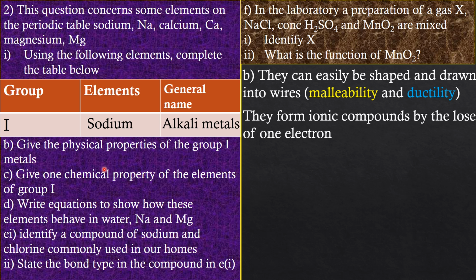Likewise, group 7 elements need to receive one electron to become stable. Great. Then guys, the D part is in that write equations to show how these elements behave in water. We have sodium and magnesium.